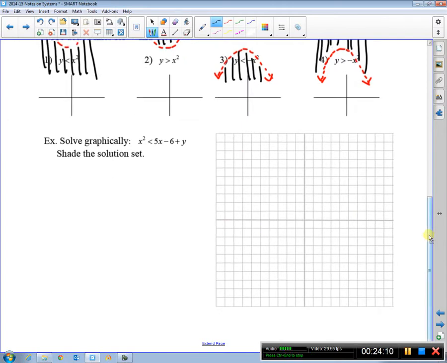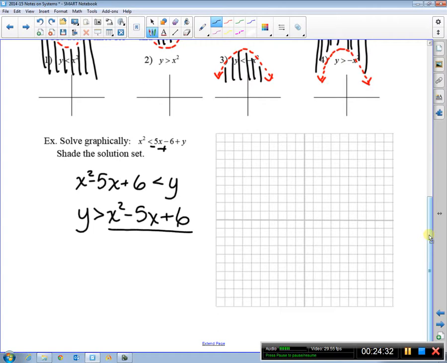We have x squared, we have a y. Let's bring everything over. X squared, subtract 5x, add 6, and then we have less than y. I'm going to flip that whole thing around. I think you'll feel better. Make sure that the y is greater than. Flip it all around. So we have a parabola. We know we're going to have a dashed graph, and we should be shading above.